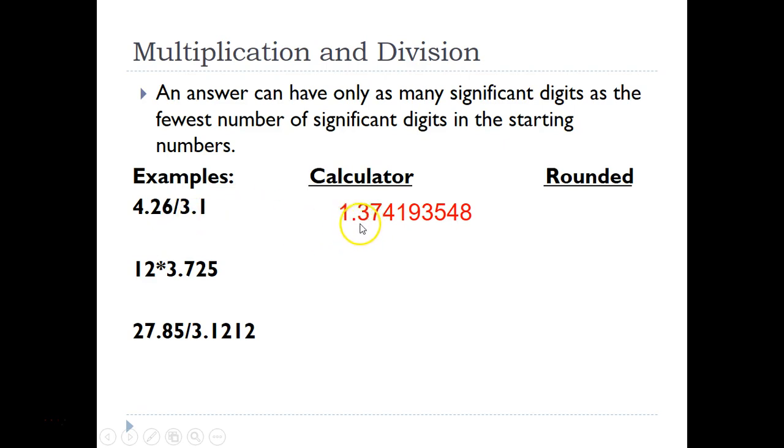So I'm only going to want to keep the first 2 numbers in this big number. Again, since that number in the hundredths place is greater than 5, we're going to round that 3 up to a 4, and the rounded answer will be 1.4.